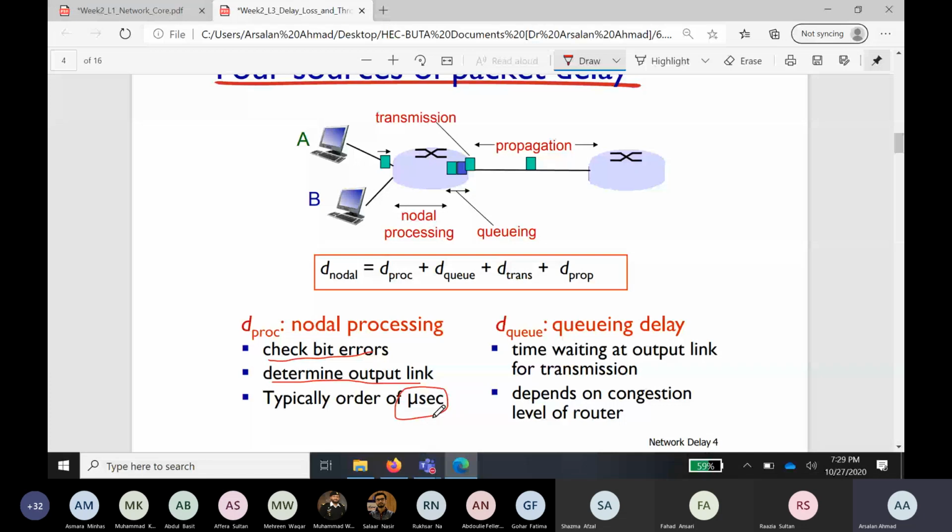This delay is very minimal, and usually you neglect it. The second delay is dq, the queuing delay, the time waiting at the output link for transmission. As we said in the previous lecture, quantifying queuing delay is the hardest thing to do, and we don't have a generic formula for that. It depends on the level of congestion at the router at any particular instant of time.